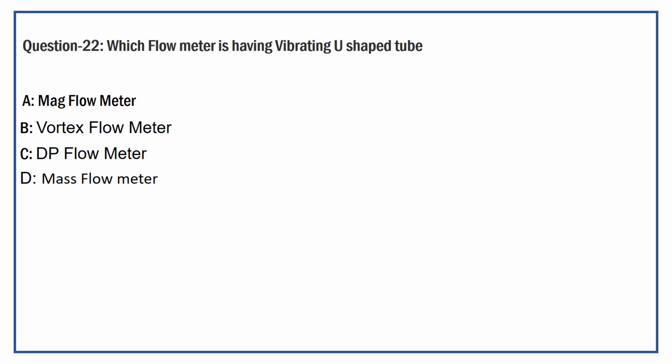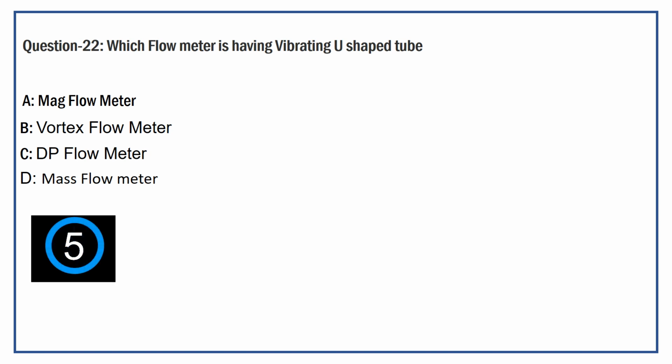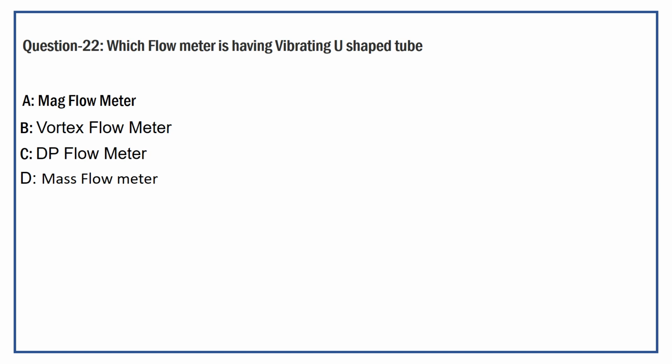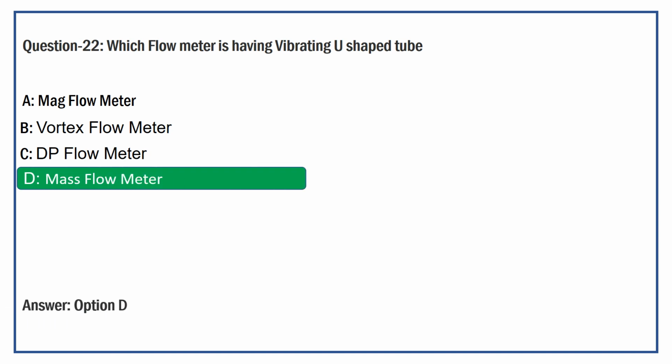Next question is, which flow meter is having U-shaped vibrating tube? Let's see the options. Option A, magnetic flow meter. Option B, vortex flow meter. Option C, differential pressure flow meter. Or option D, mass flow meter. And the right answer of this question is option D, mass flow meter. Yes friends, mass flow meter is having U-shaped vibrating tube inside the flow meter.